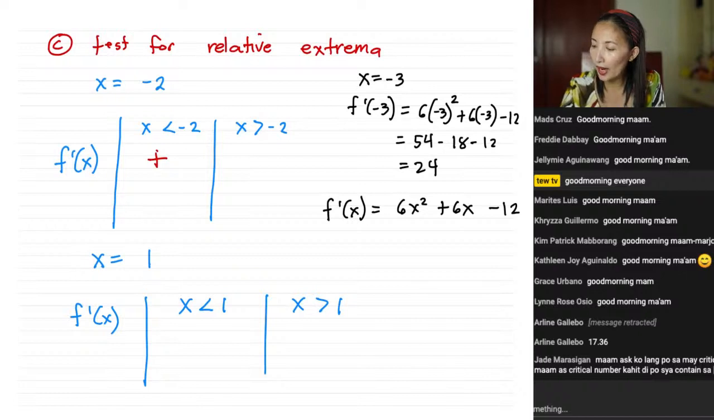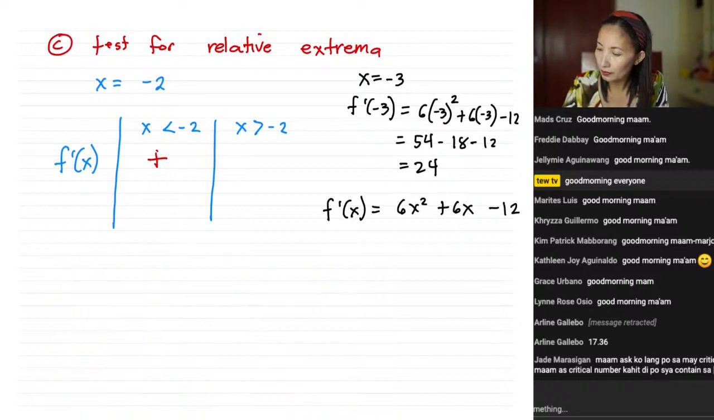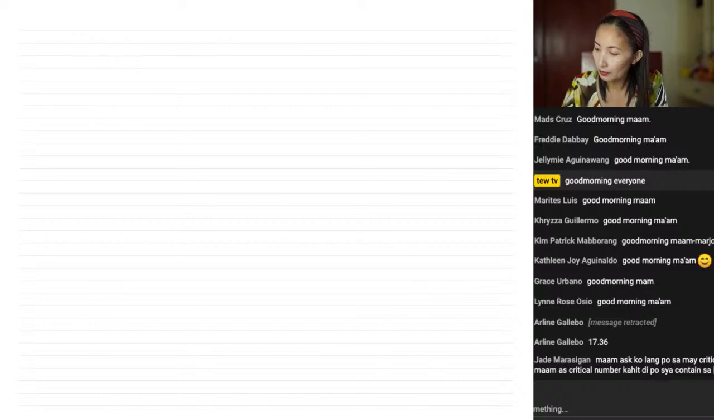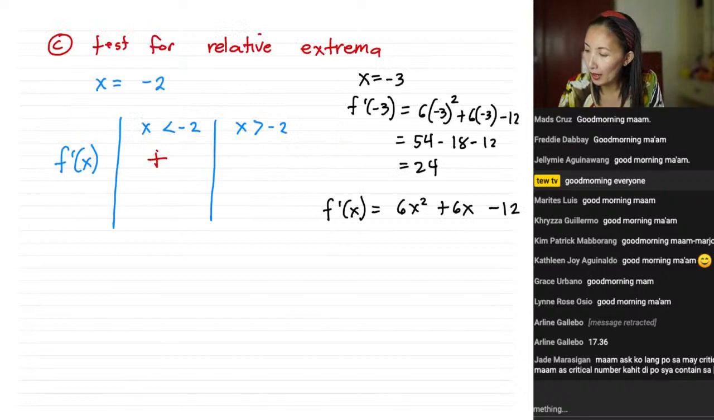How about to its right? How about to the right of negative 2? Let's go back. What about a number which is found to the right of negative 2? Let's say negative 1, or if you want 0, it's okay. 0 anyway is to the right of negative 2.